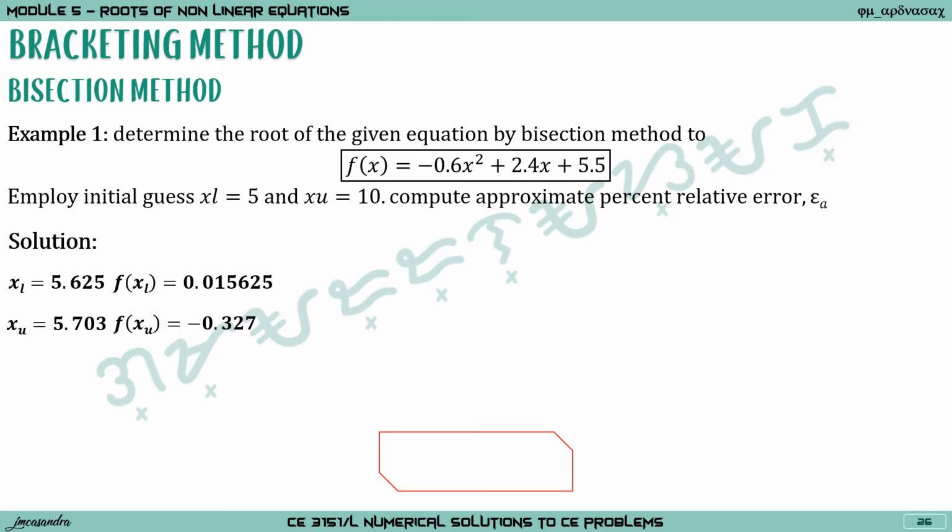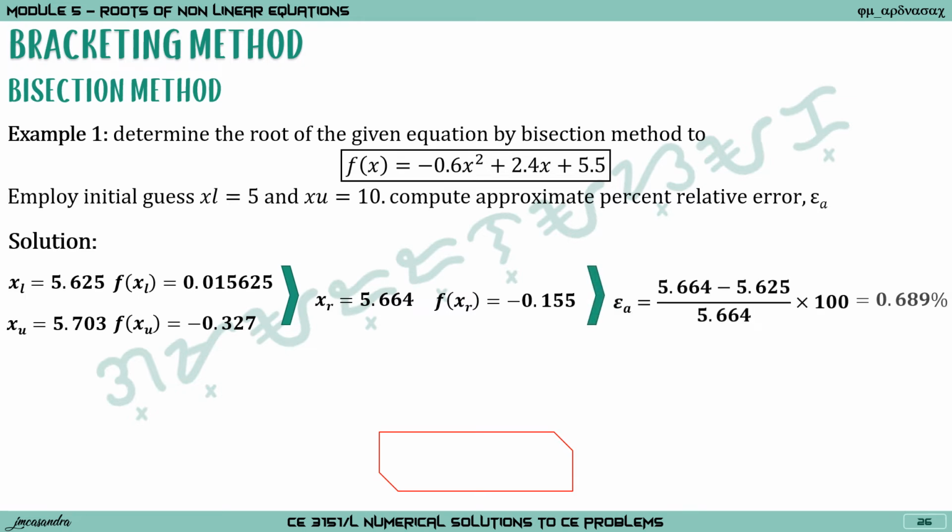So from our previous slide, we have our xl and xu solving for x sub r. We get 5.664 with a function of x equal to negative 0.155. And computing for our error, we get a value of 0.89%.